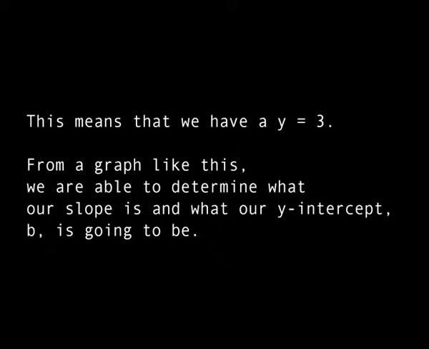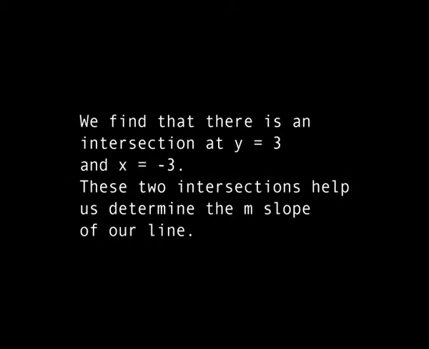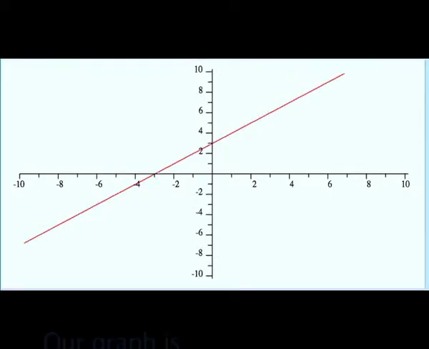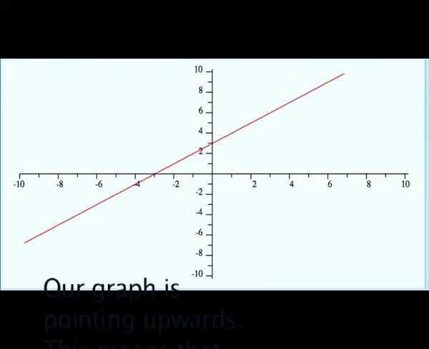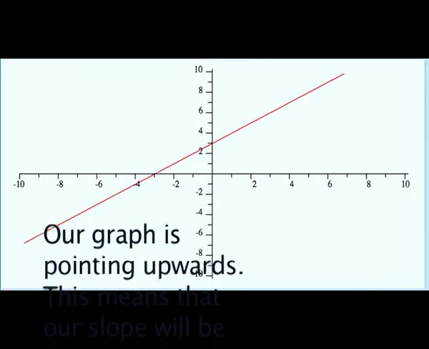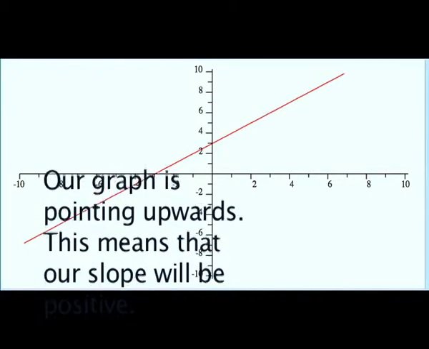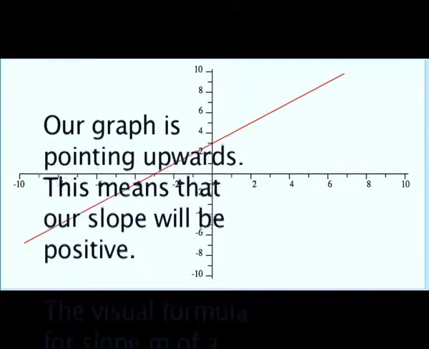From a graph like this, we are able to determine what our slope is and what our y-intercept b is going to be. We find that there is an intersection at y equals 3 and x equals negative 3. These two intersections help us determine the m-slope of our line. Our graph is pointing upwards. This means that our slope will be positive.